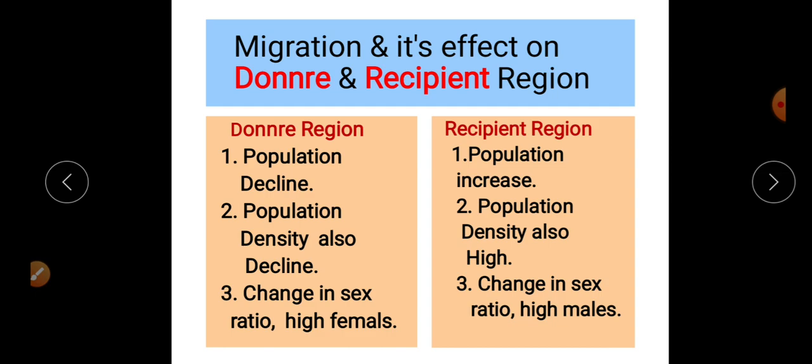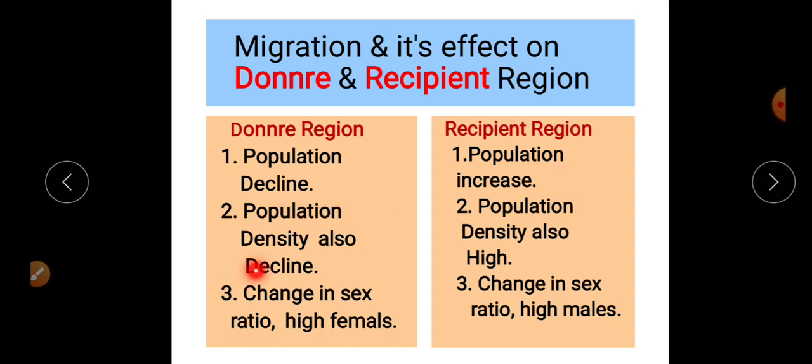The first effect of migration on a donor region is population decline. In a donor region, population declines due to out migration. We can observe that in a rural area the population is less than in an urban area because people migrate from rural area to urban area. And in the recipient region, at the same time, the population increases.